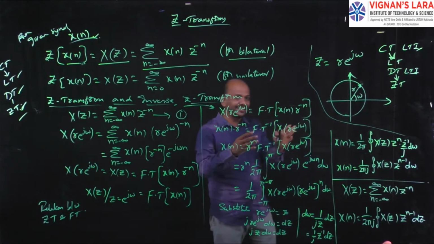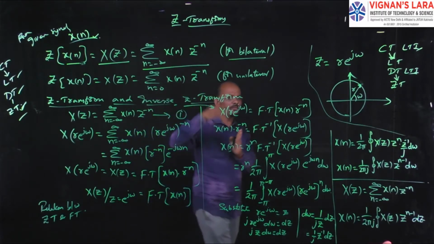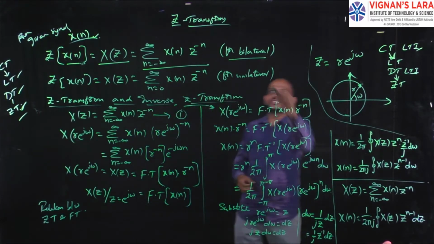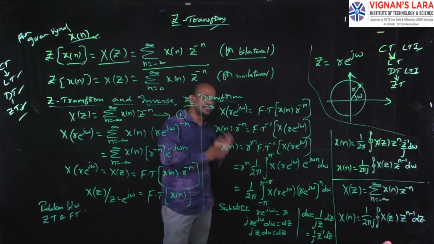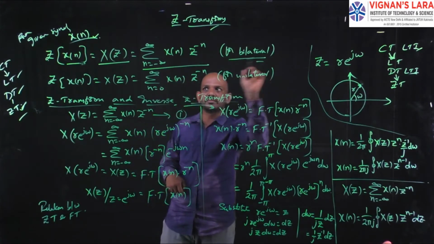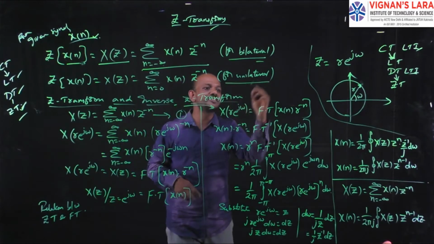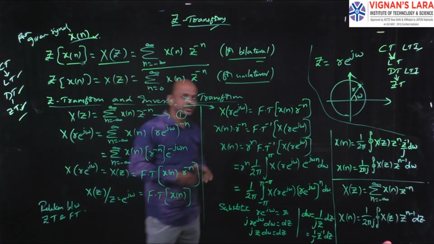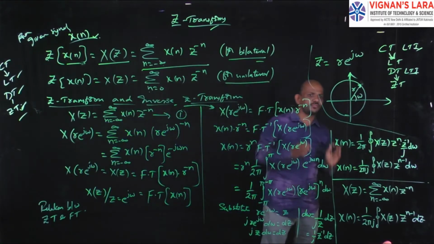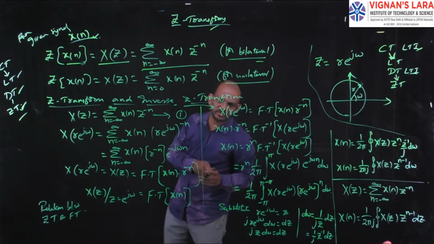For unilateral, it is from 0 to infinity. For bilateral, the limits are from minus infinity to plus infinity. In the same way, for the Z transform also, we have two types, bilateral and unilateral Z transform. For the bilateral Z transform, the summation is from n equal to minus infinity to infinity, whereas for the unilateral Z transform, the summation is from n equal to 0 to infinity. This is the only difference between the bilateral and unilateral Z transform.